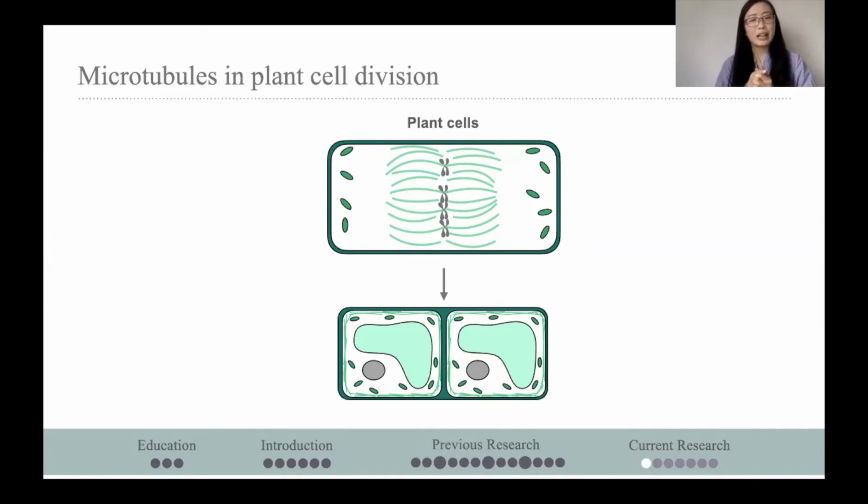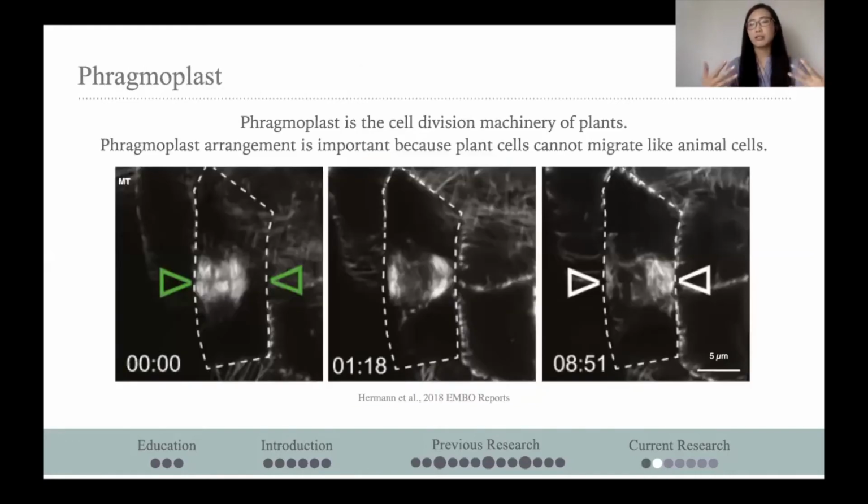So you remember this nice image of microtubules in plant cell division. And in this case, what I'm interested in now is something called the phragmoplast. The phragmoplast is the cell division machinery in plants. And you can see it in these images. It's that mass of microtubules in the middle.